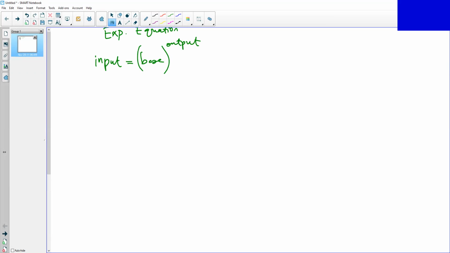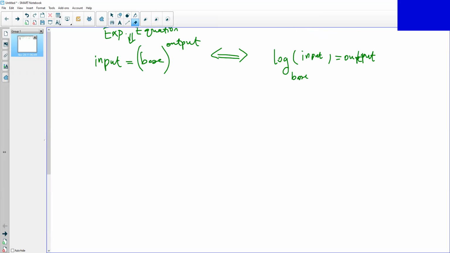This is the exponential form. Now, this form, I'm going to put an arrow in both directions, so that means one will always imply the other. So this can be converted to a log form. So log, the base is right here, and the input is what you put inside right here, equal to output. And this is the log form, let's say.